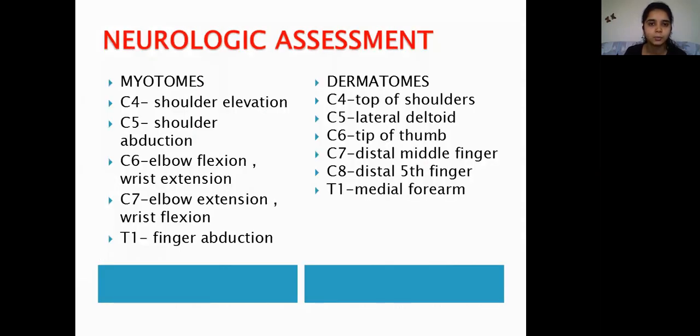Neurological assessment, where you may see neurological signs. You should go for assessment of myotomes and dermatomes. C4, that is shoulder elevation. C5, shoulder abduction. C6, elbow flexion, wrist extension. C7, elbow extension, wrist flexion. And T1 is finger abduction. For dermatomes, you go for C4, top of the shoulder. C5, lateral deltoid. C6, tip of the thumb. C7, distal middle finger. C8, distal fifth finger. And T1 is the medial forearm.